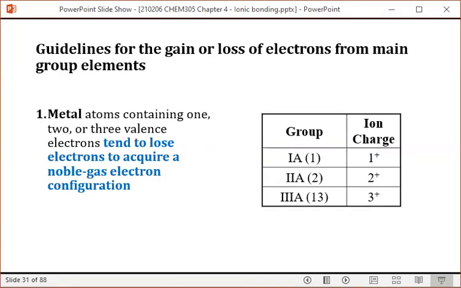So there are some guidelines for the gain and loss of electrons from main group elements, some patterns that are followed. So for metal atoms containing 1, 2, or 3 valence electrons, they tend to lose electrons to get to a noble gas-like configuration. So for metals in group 1A, or column 1, or in group 2A, column 2, or in group 3A, column 13, this is just the column number here. This is the Roman numeral number.